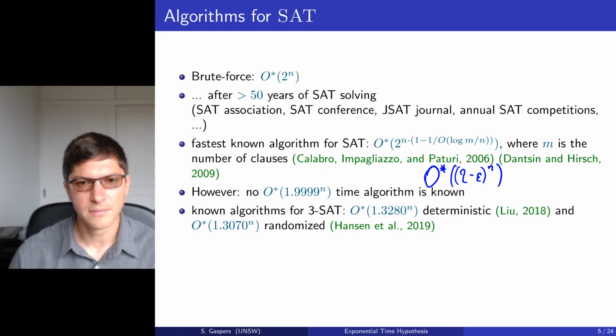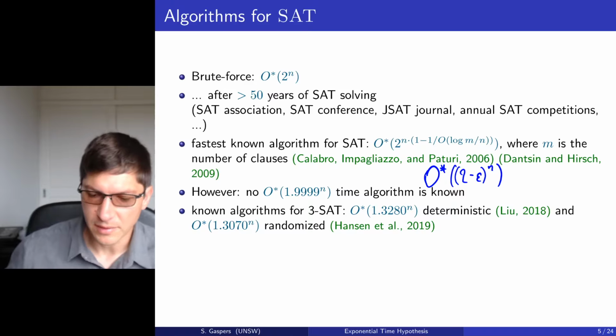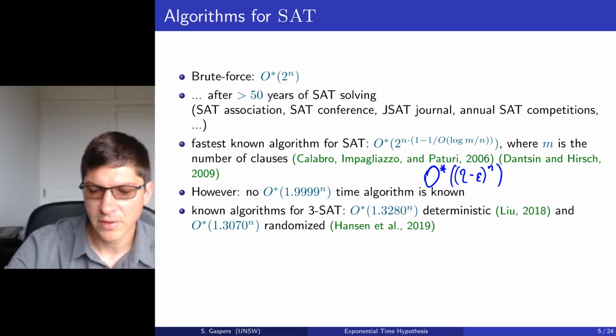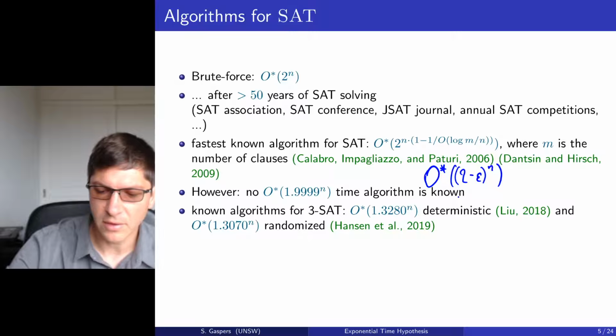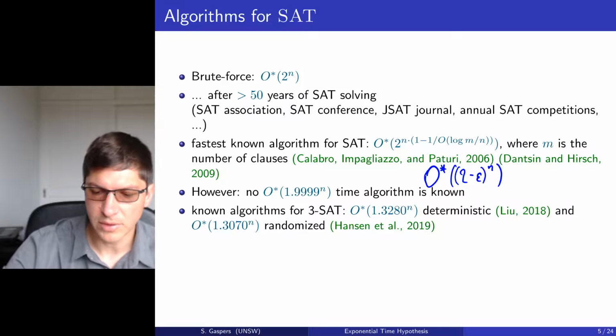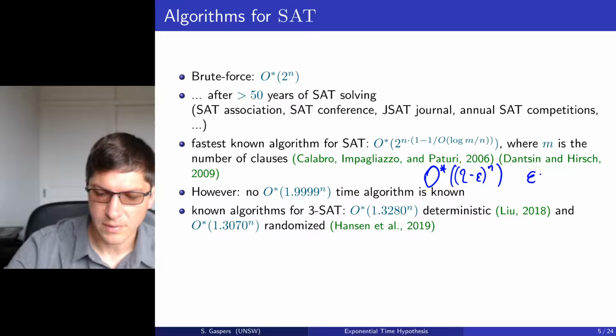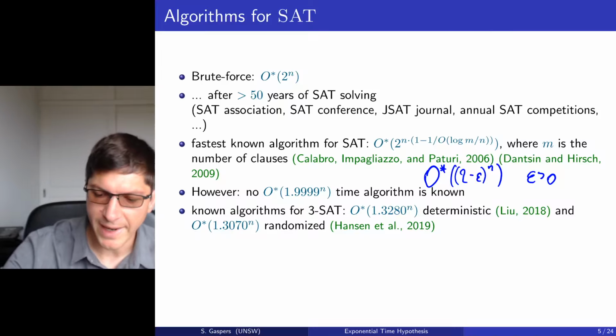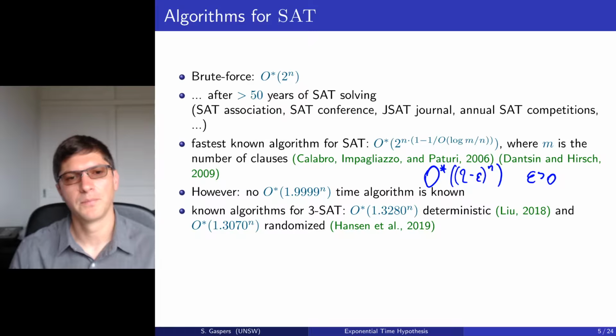So just as a little bit of a spoiler, the strong exponential time hypothesis will suppose that there's no algorithm for the satisfiability problem with this kind of running time. So there's no algorithm which solves the satisfiability problem in time 2 minus epsilon to the power n for any epsilon that's greater than 0.